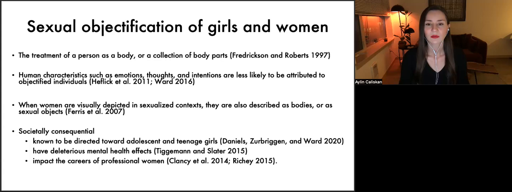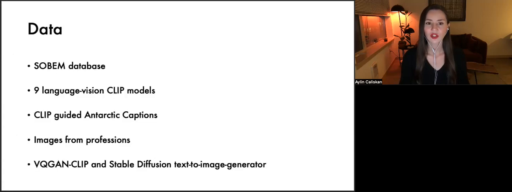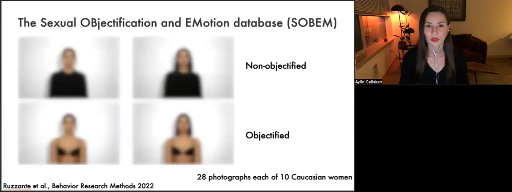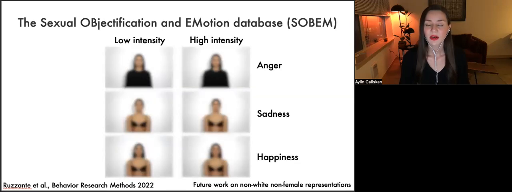So in the context of these definitions, we will study sexual objectification using the Sexual Objectification and Emotion Database, multimodal language vision CLIP models, a CLIP-guided captioning system, images from professions, and text-to-image generators such as VQGAN-CLIP and Stable Diffusion. The Sexual Objectification and Emotion Database contains 28 photographs each of 10 white women in objectified and non-objectified states, expressing emotions such as anger, sadness, and happiness, with low and high intensity. I would like to mention that we have ongoing work on non-white, non-female associations as well.